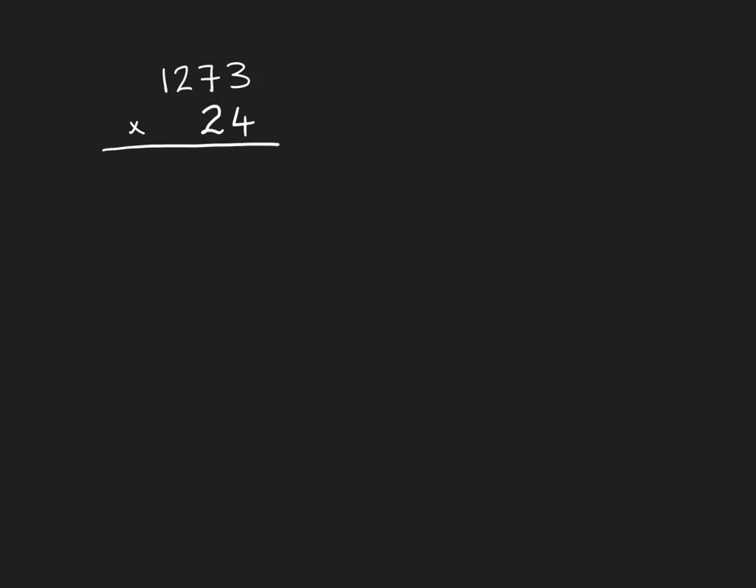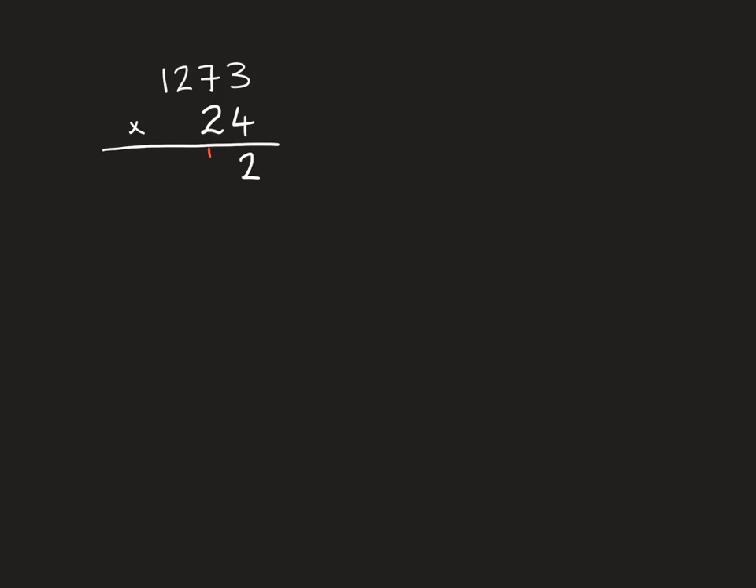So the question we're looking at today is 1273 times 24. So first of all, we are going to look at the 4 and we're going to times the 1273 by 4. So 3 times 4 is 12. And I'm going to take my 1 over.